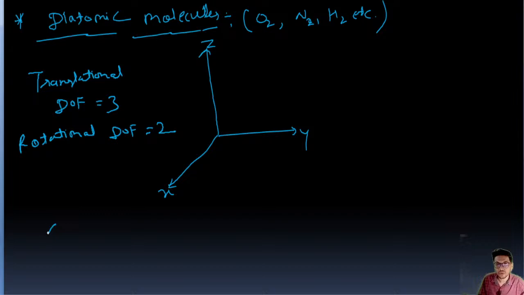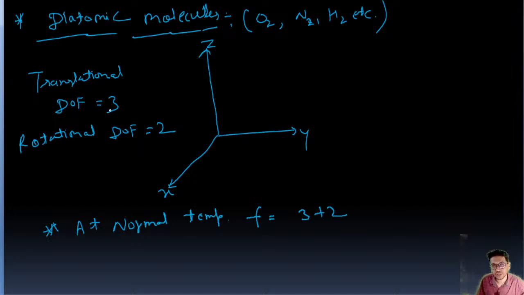Okay, so for a diatomic molecule at normal temperature, the degree of freedom F is 3 plus 2. 3 is the translational degree of freedom plus 2 rotational degrees of freedom, which means 5. At normal temperature for a diatomic molecule, the degree of freedom is 5.